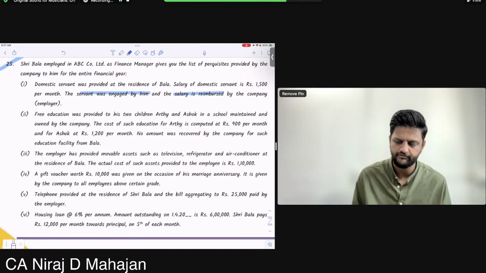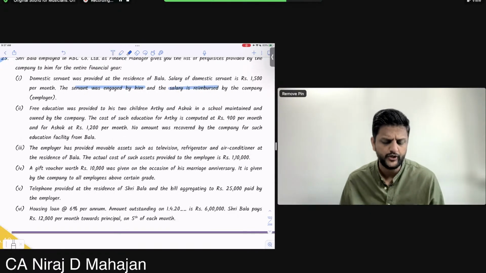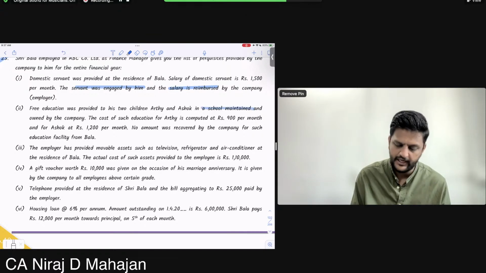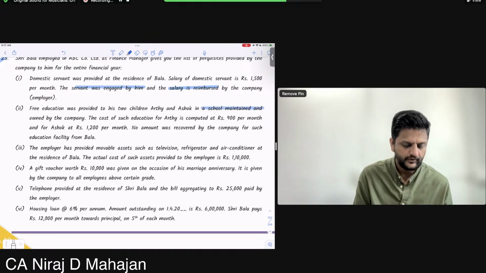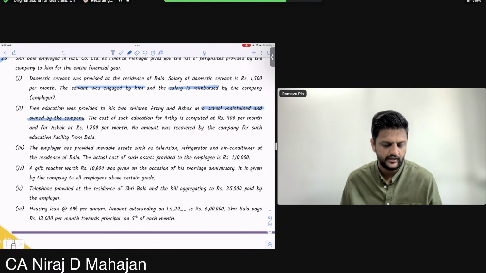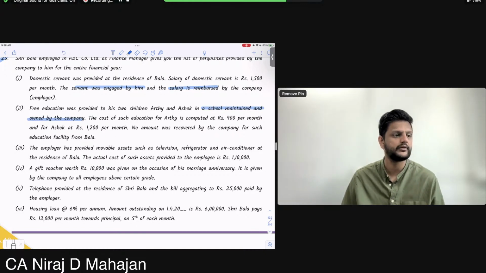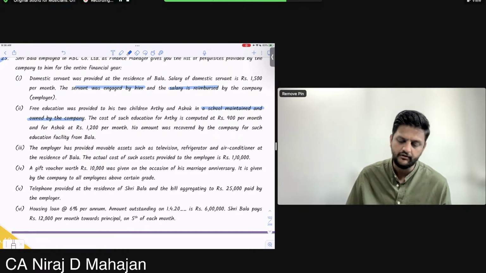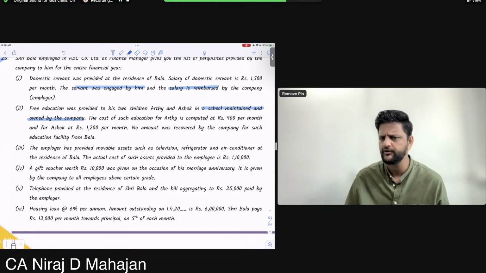No problem. Fine. Free education was provided to his two children, Aarti and Ashok, in a school maintained and owned by the company. The cost of Aarti is 900 per month, Ashok 1200 per month. So one of them is fully exempt, other is taxable. No amount was recovered by company for such education facility from Bala.